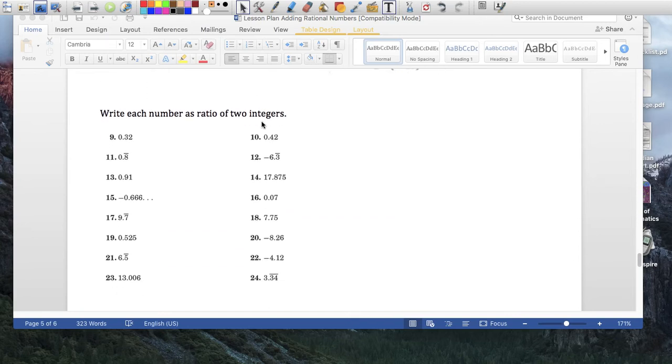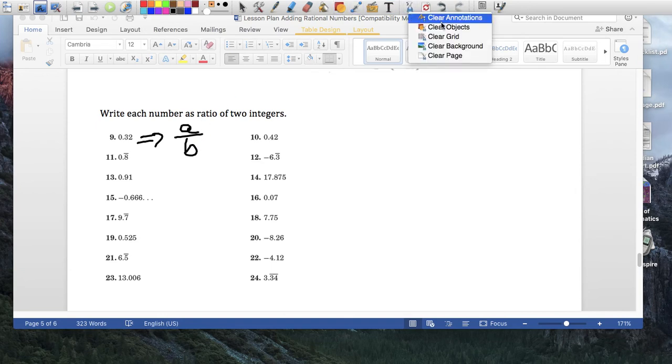So a rational number is a number that can be expressed as a ratio of two integers, right? So how do we change this to something that looks like this? A over B, where A is an integer and B is an integer as well. So the first one is pretty simple. You can just look at this last decimal here, and it's in the hundreds place. So we can just write 32 over 100.